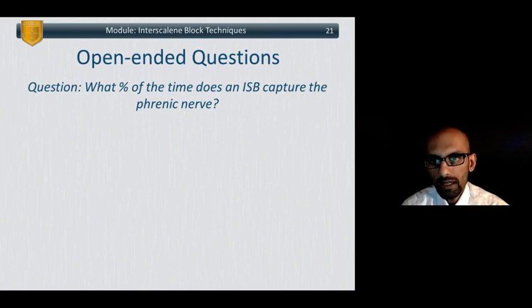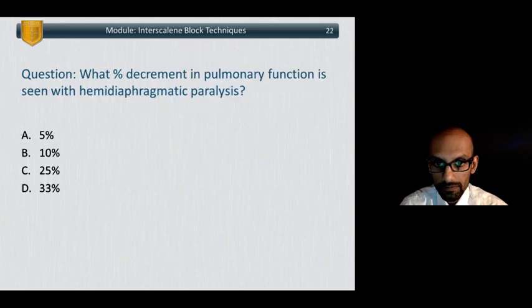Now, what percent of the time does the interscalene block capture the phrenic nerve? It's pretty much 100% of the time. Okay. The better question is, what percent decrement in pulmonary function is seen with hemidiaphragmatic paralysis? 5%, 10%, 25%, or 33%? The correct answer here is a 25% reduction in pulmonary function.